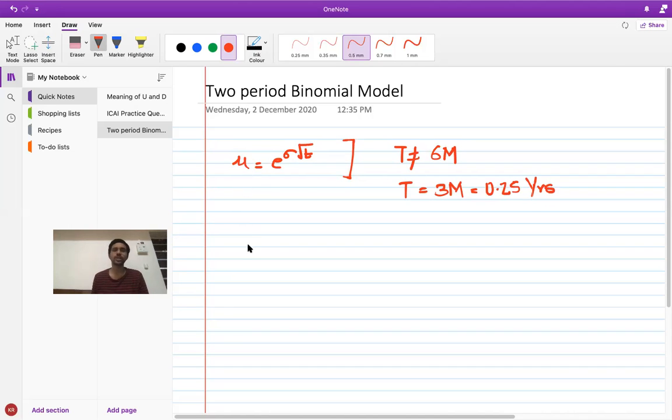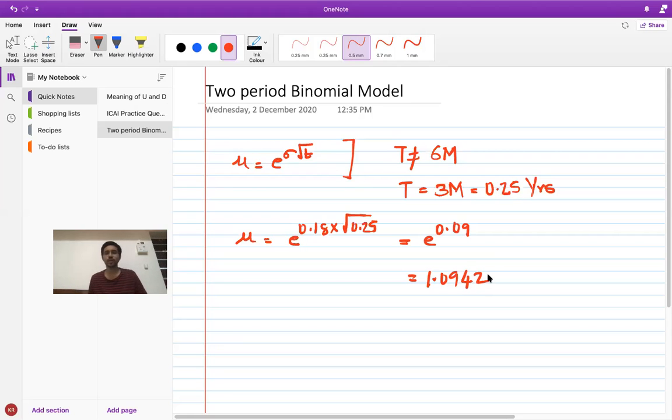So U is equal to e power sigma root t, which means U is equal to e power 0.18 into the square root of 0.25. The square root of 0.25 is 0.5, multiplied by 0.18, which is equal to 0.09. So that is equal to e power 0.09. E power 0.09 is 1.0942.